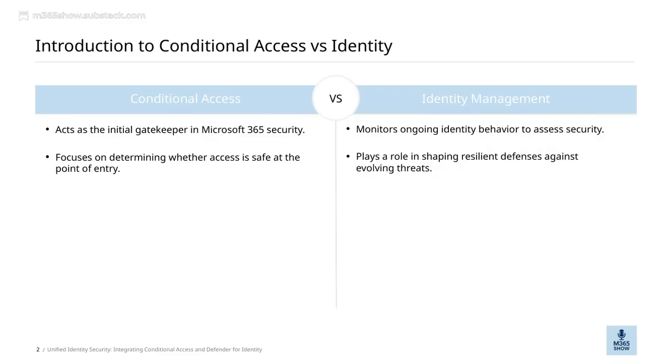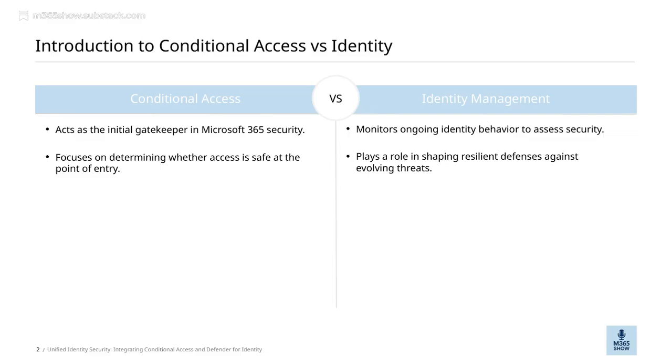Let's take a closer look at the introduction to conditional access versus identity. Here, we're exploring how unified identity security integrates both conditional access and Defender for Identity to create a more comprehensive defense. Conditional access plays a critical role by monitoring ongoing identity behavior. It constantly assesses security, helping us understand if a user's actions are consistent with normal patterns. This is essential because it allows us to adapt our security measures dynamically based on real-time activity.